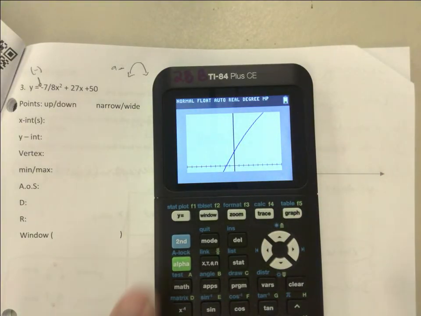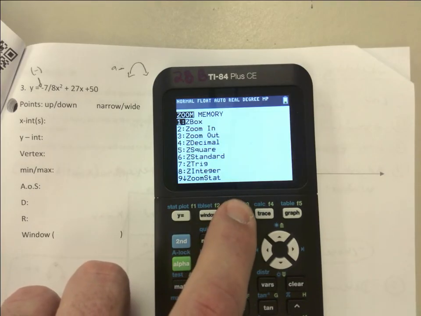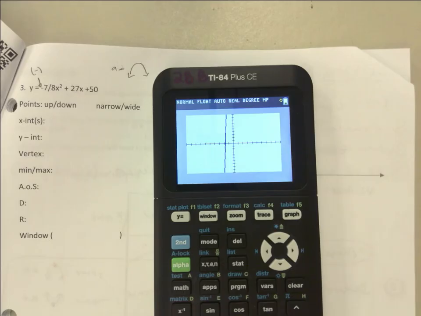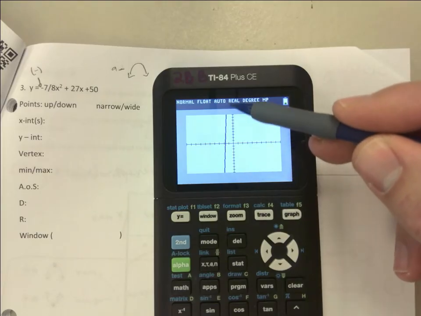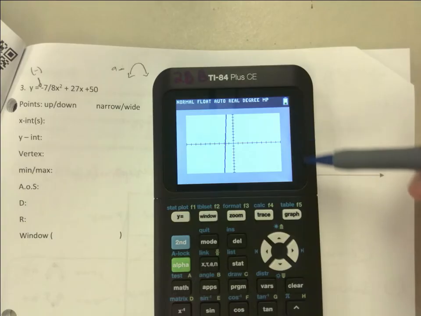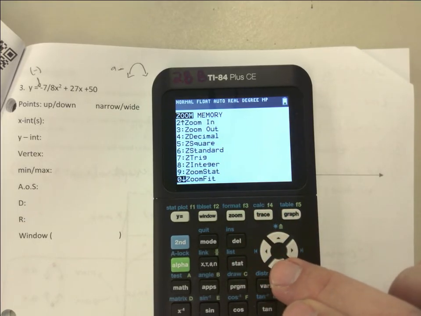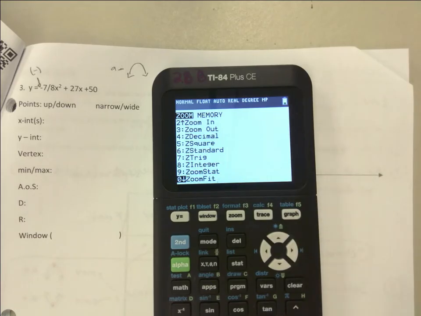Let's go back. I'm going to go zoom standard. Zoom standard is like your standard window. Zoom and window are very much related. Zoom changes your window. So let's do a zoom standard. I see something. This is one of the legs, and it appears that it's going like this. It's going to do this. So let's try zoom fit at this point. Zoom fit is at the very bottom, you got to keep going down. It doesn't show up right away. So zoom fit is right there. Hit enter.